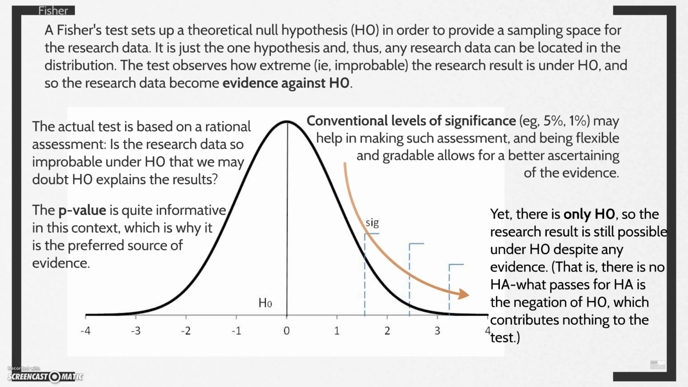Yet, there is only the null hypothesis, so the research result is still possible under this null hypothesis despite any evidence. That is, there is no alternative hypothesis. What passes for the alternative hypothesis is actually the negation of the null hypothesis, which contributes nothing to the test.